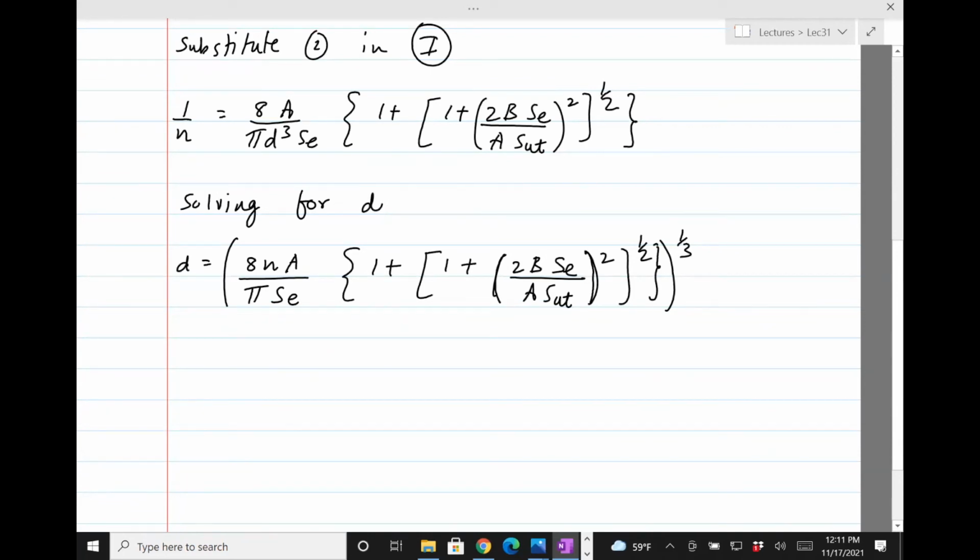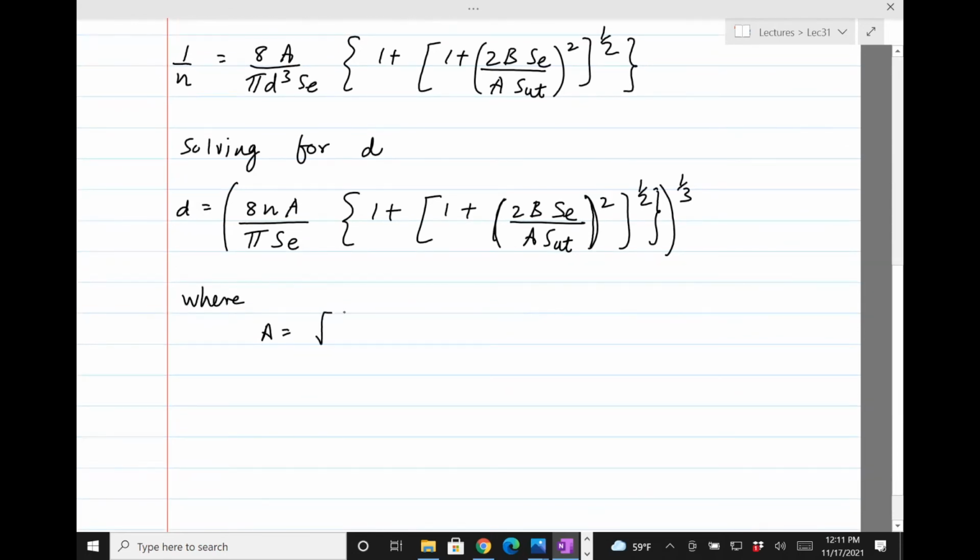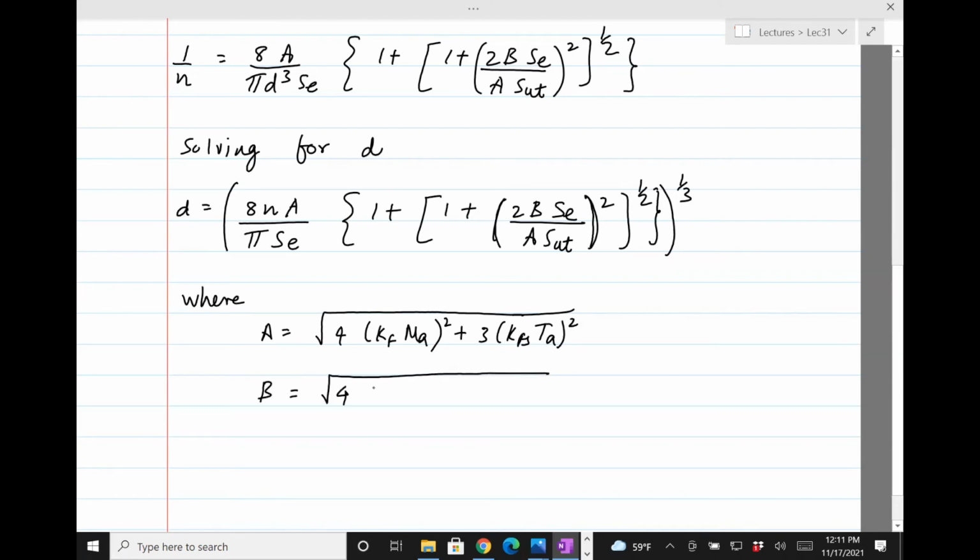Okay, so I've not defined what A and B is, capital A and B. So here is what A and B is, where A equals the square root of 4 times (KF Ma) square plus 3 times (KFS Ta) square, and B is the square root of 4 times (KF Mm) square plus 3 times (KFS Tm) square. Okay.